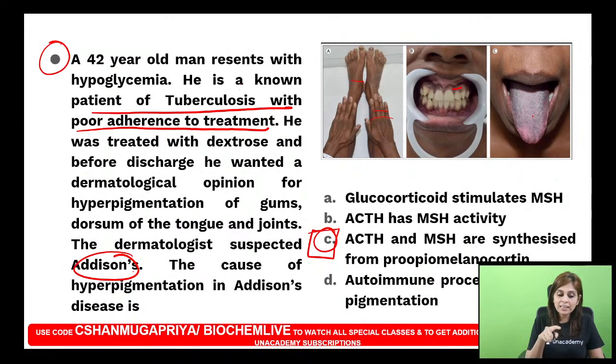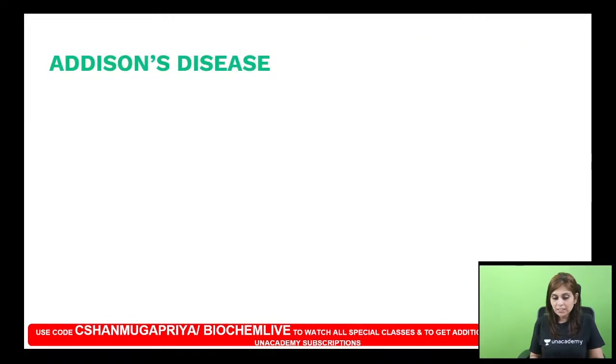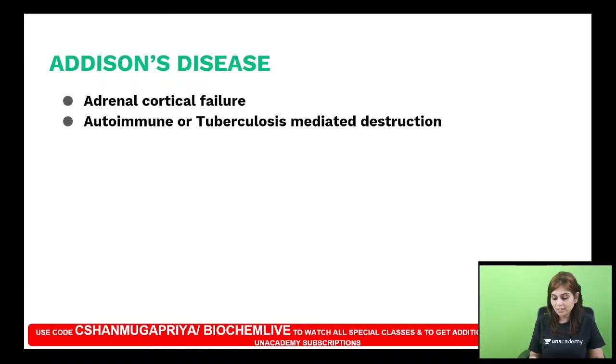And the second fact that you should observe here is Addison's patients often present with an episode of hypoglycemia. They also present with hyperpigmentation. So let me tell you all that you need to know about Addison's. Addison's is nothing but adrenal cortical failure, and it is caused by either autoimmune-mediated destruction of adrenal cortex, or it is caused by tuberculosis-mediated destruction.